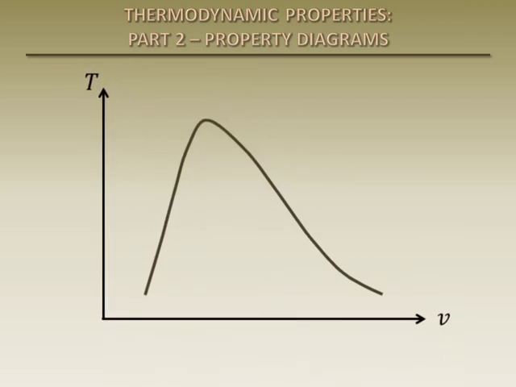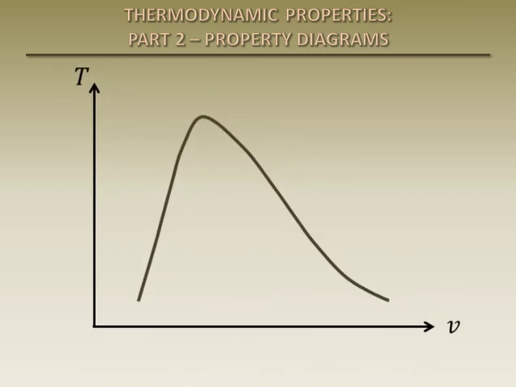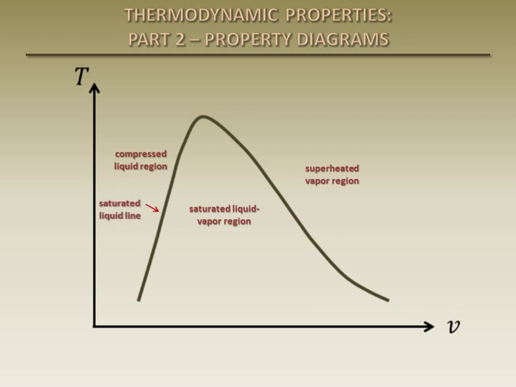On the left side of the dome is the compressed liquid region. Under the dome is the saturated liquid-vapor mixture region, and on the right side of the dome is the superheated vapor region. The line on the left of the critical point is the saturated liquid line, and the line on the right of the critical point is the saturated vapor line.